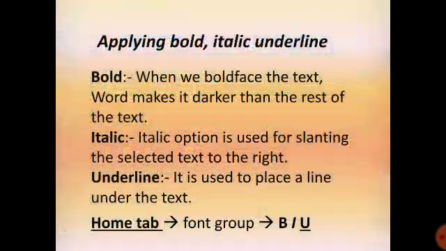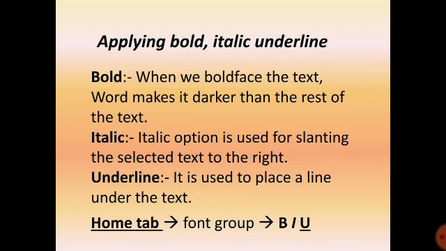Now come to the next, applying bold, italic and underline. How to apply? First of all, what is bold? When we boldface the text, Word makes it darker than the rest of the text. Italic. Italic option is used for slanting the selected text to the right. Underline. It is used to place a line under the text.